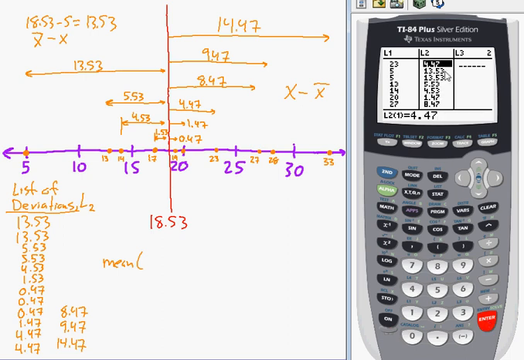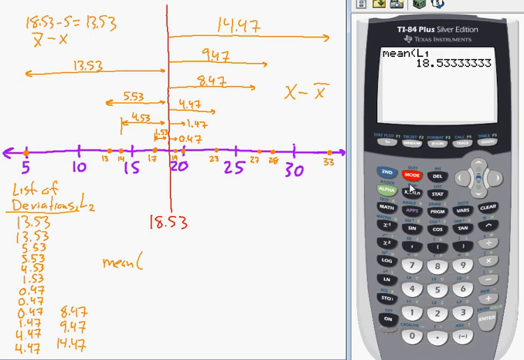And there's our 13.53s. We can get all of those. Those are all of the individual deviations like they are over here. So now what we can do is call back the last thing we did and change that to summing L2, or finding the mean of L2.